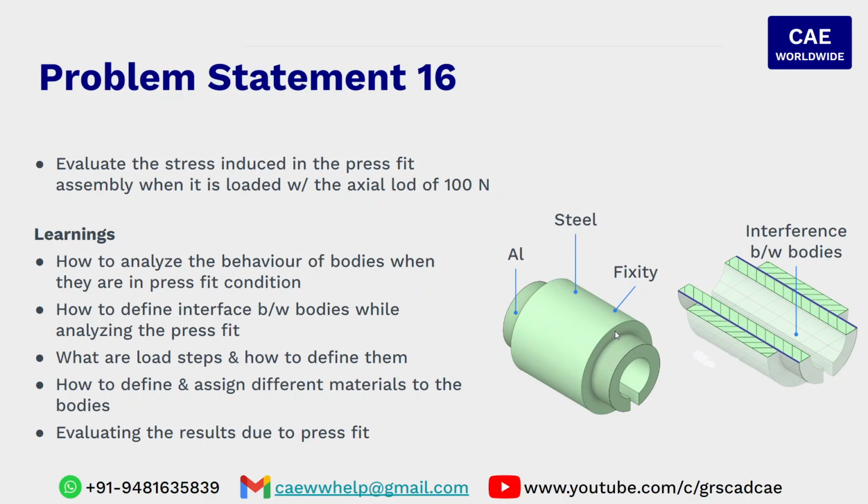How can we solve for this interference and extract the stresses, then apply the load on the bodies so that we are going to get a reaction force or measure the reaction forces and stress in these bodies. The learnings are going to be how to analyze the behavior of the bodies in press fit condition, how to define interface between the bodies while analyzing the press fit, that is contacts, what are load steps and how to define them, similar to the previous problem, how to define and assign different materials to the bodies. If at all the outer body is made up of steel, center body is made up of aluminium, how can we define those materials? Evaluating the stresses due to press fit.